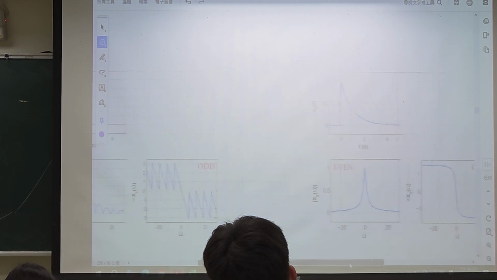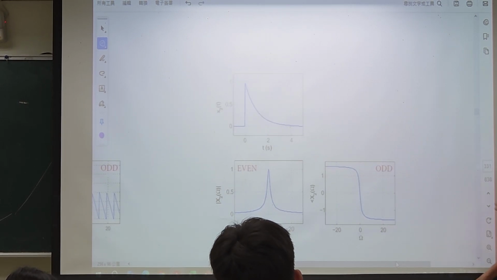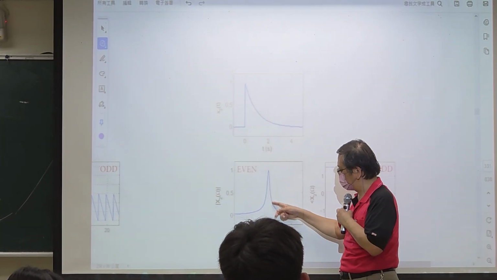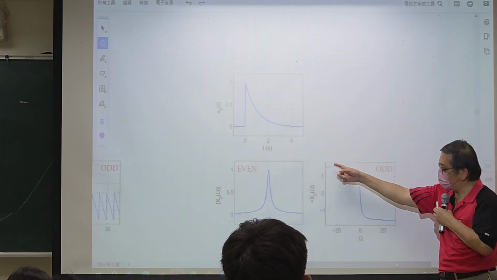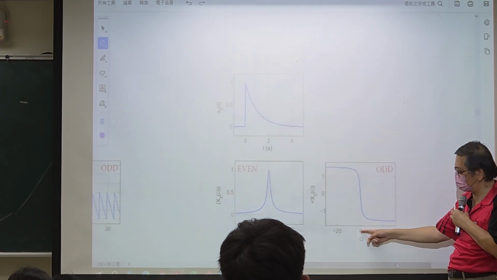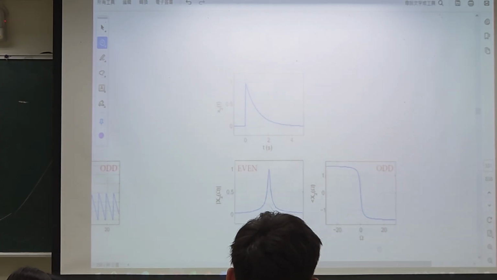And we have another function h2. Again, for this real function, if you take the Fourier transform, the magnitude is an even function centered at 0, and the phase angle is an odd function, centered at 0 degrees.